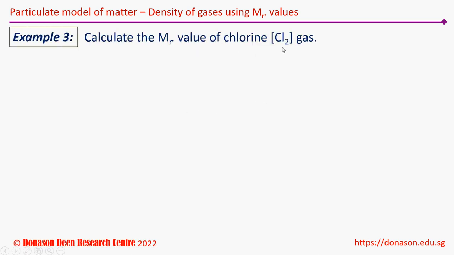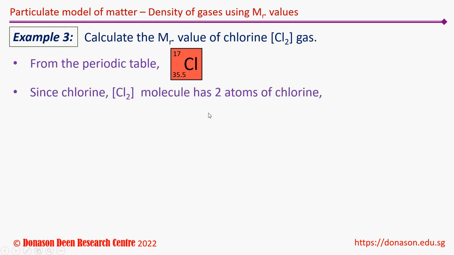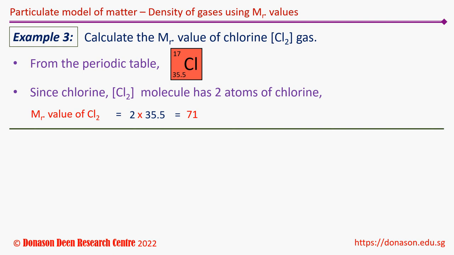Calculate the MR value for chlorine gas, Cl2. From the periodic table, chlorine has a relative atomic mass of 35.5, and chlorine is also a diatomic molecule. That means it comes as a cluster of 2 chlorine atoms per molecule. So the MR value for chlorine would be: there are 2 atoms of chlorine per molecule, so we take the 2 and multiply that by the relative atomic mass of chlorine, which is of course 35.5. When we multiply them together, 2 times 35.5 gives us 71.